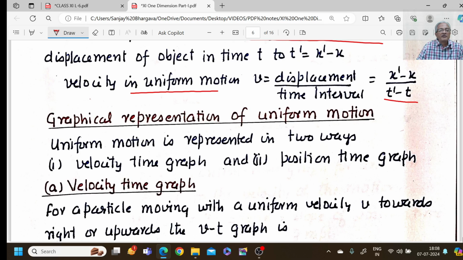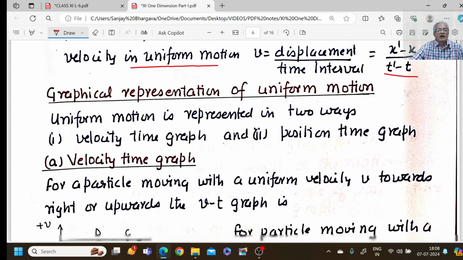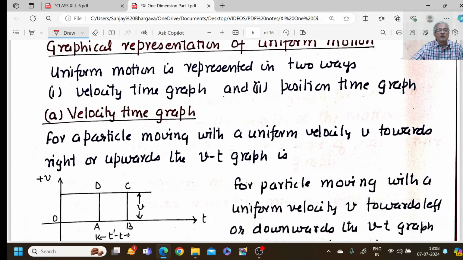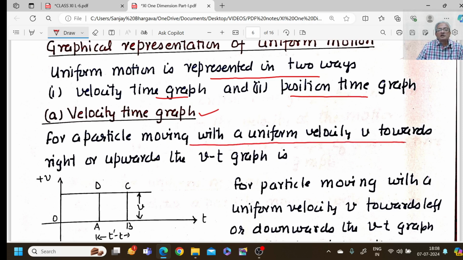How do we graphically represent uniform motion? So we would like to have a graphical representation of uniform motion. Uniform motion is represented in two ways: velocity time graph and position time graph. Let us first pick up the velocity time graph. For a particle moving with uniform velocity v towards right or upwards, the vt graph is shown here.